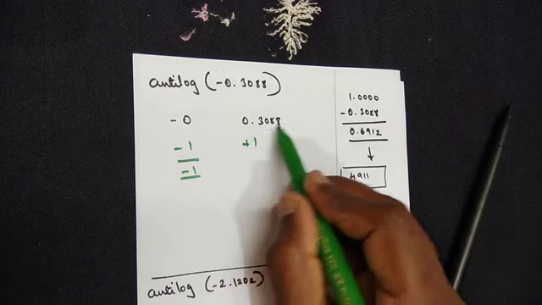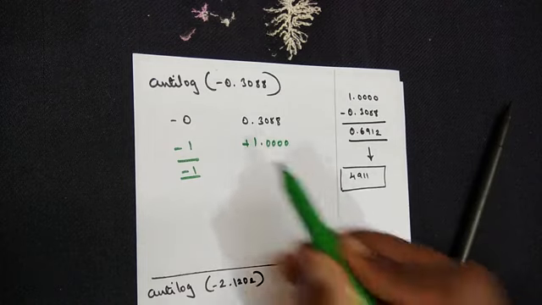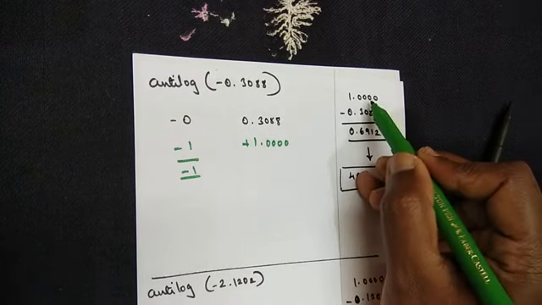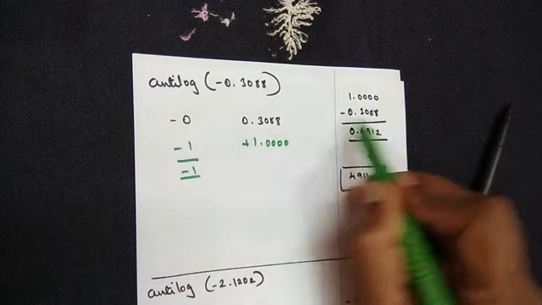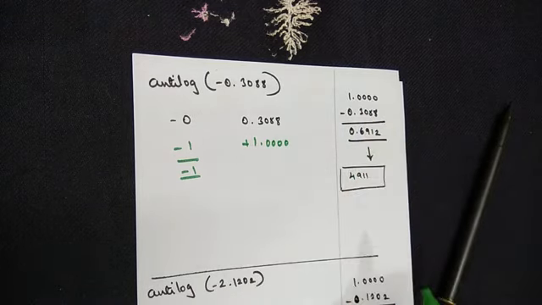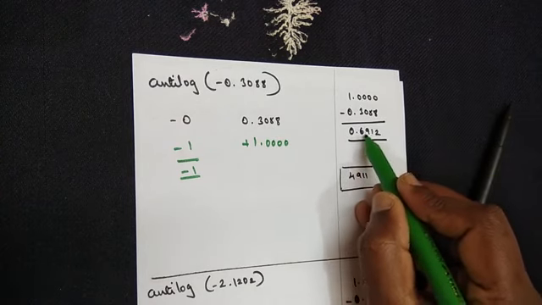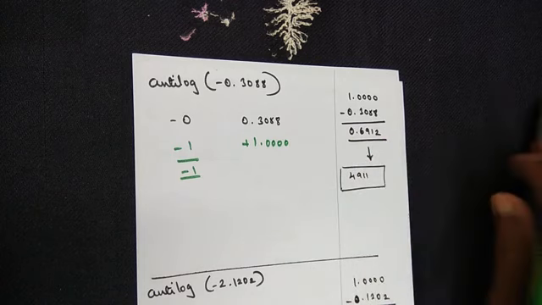Now, since there are decimal points here, I can take it as 1.00. Now this is a negative number, this is a positive number. So I am subtracting minus 0.3088 from the positive number 1.00. When we subtract, we get the answer 0.6912. By now you understand how to make use of the logbook.